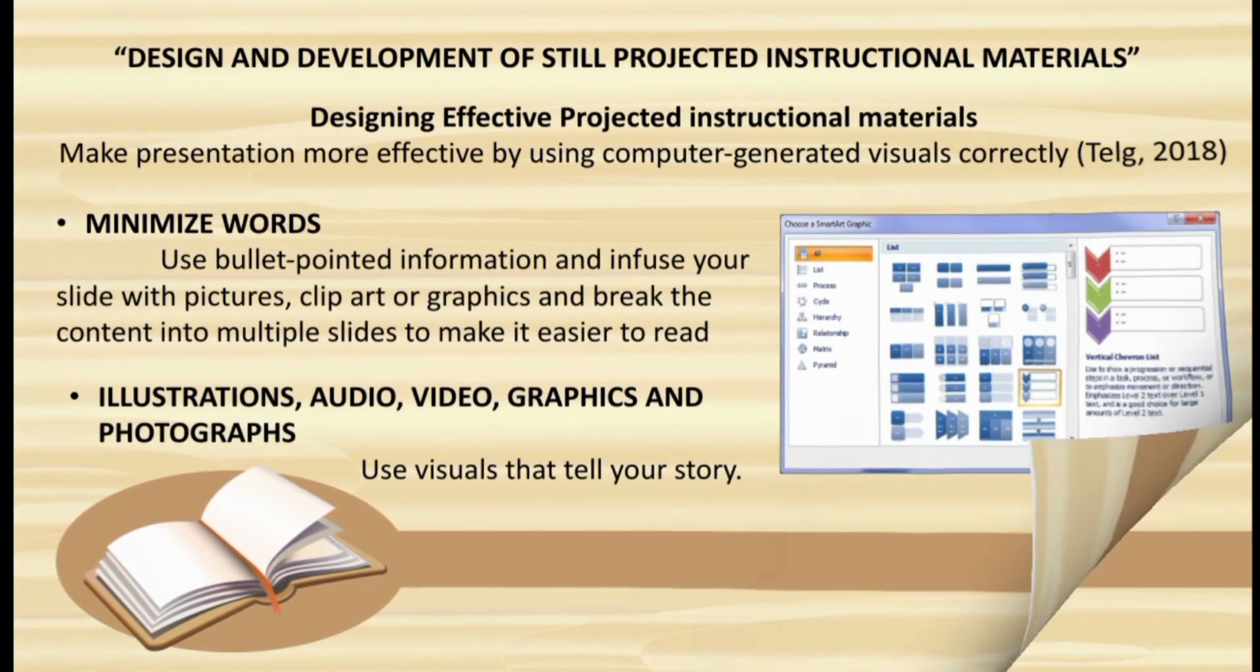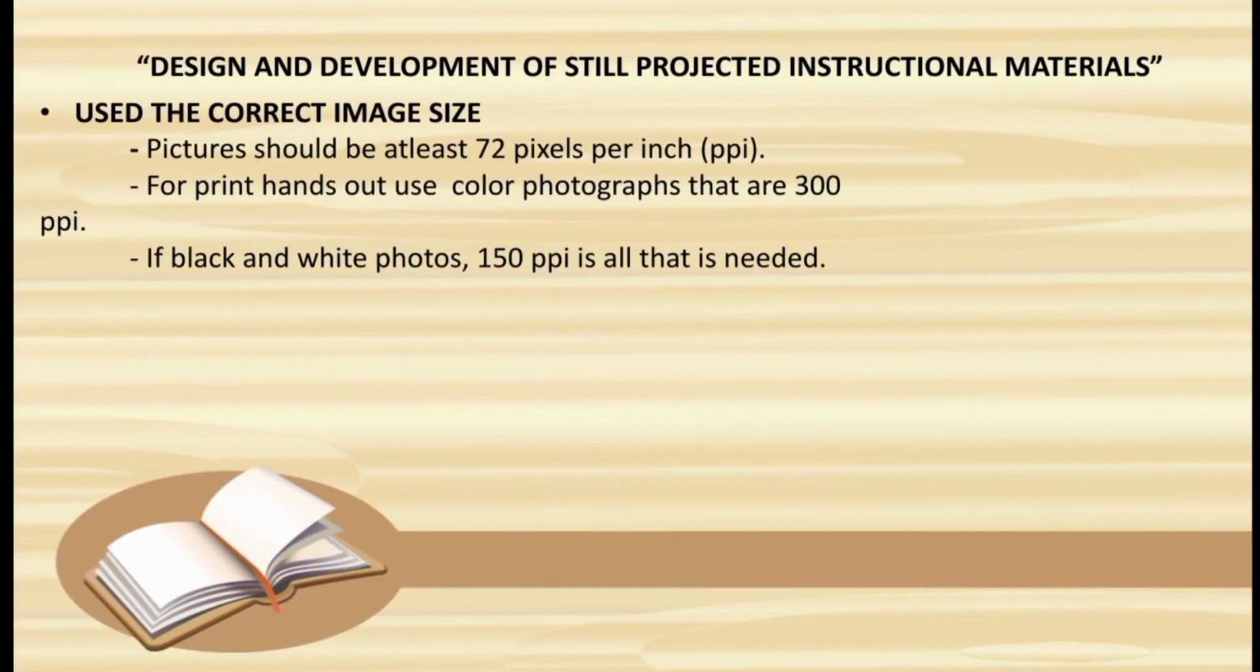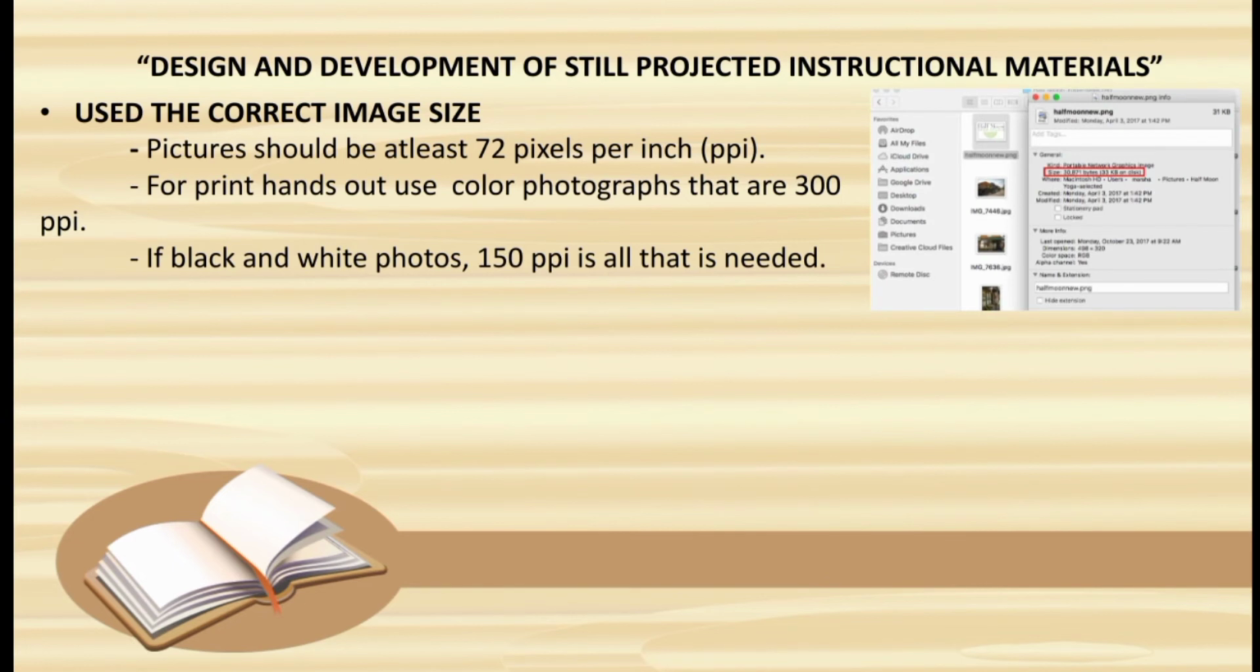Next, we have here the third one. Use the correct image size. So, in putting pictures in our presentation, we should consider the size of it. Pictures should be at least 72 pixels per inch. For print handouts, use colorful photographs that are 300 pixels per inch. Then if we are going to use black and white photos, 150 pixels per inch is all that is needed.